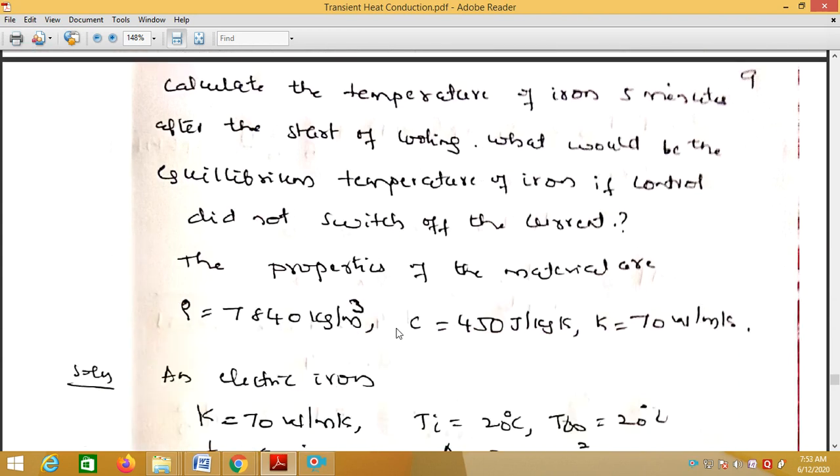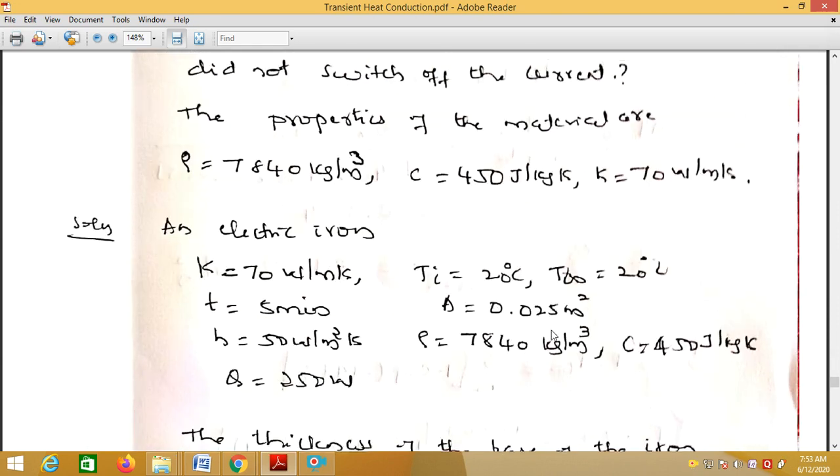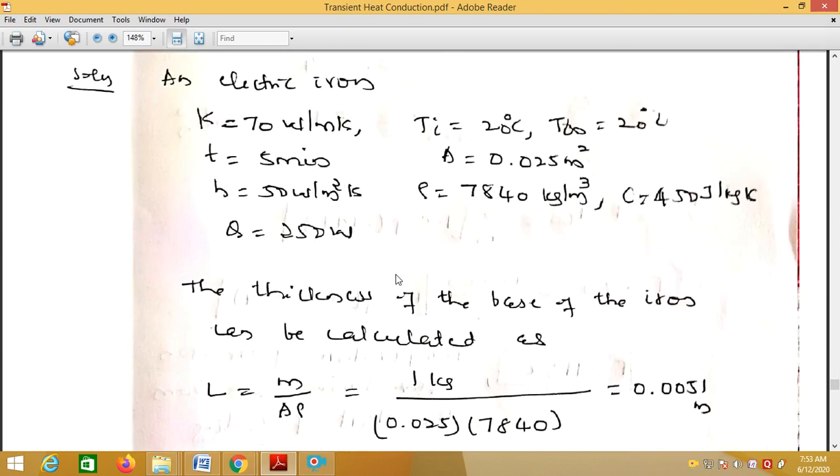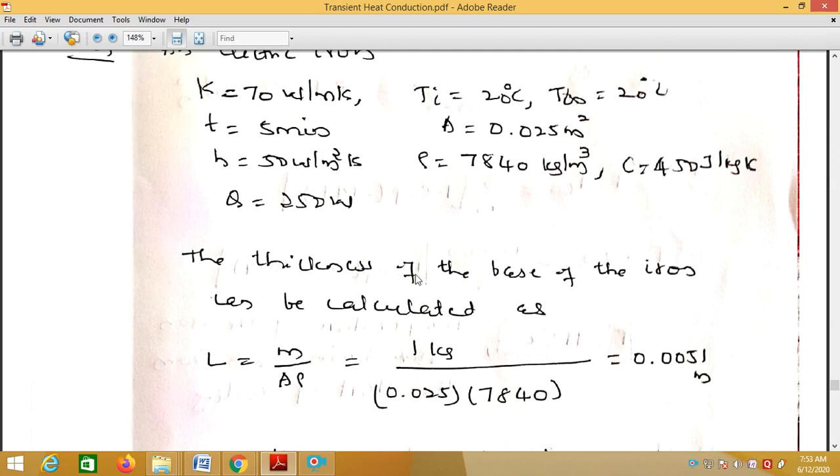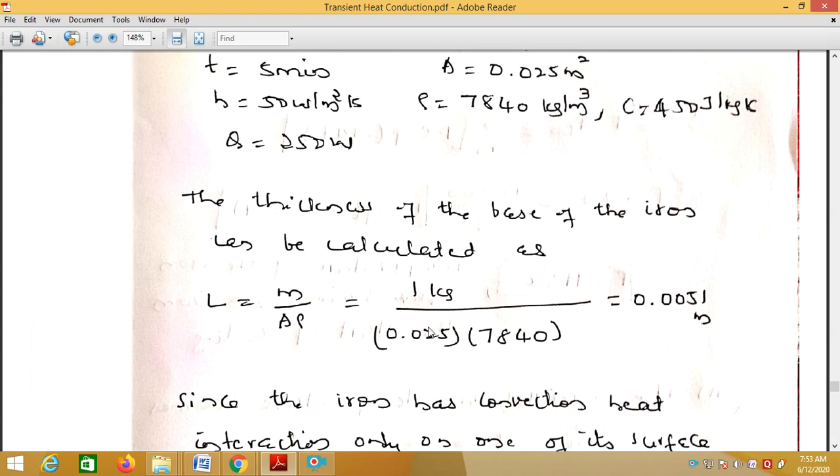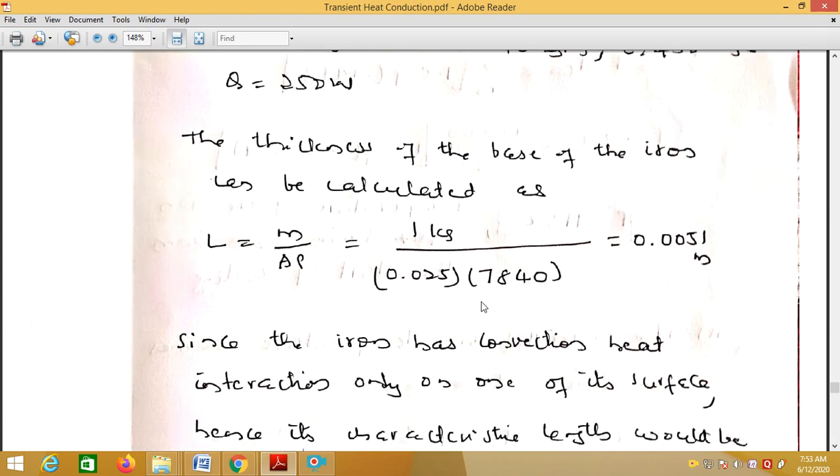Then the properties of the iron box are given: rho, Cp and K. So for the electric iron, the thickness of the base of the iron is calculated as M by A rho. M equals A rho into L, so L is M by A rho, the thickness of the base of the iron. So we have M equal to 1 kg, area is 0.025, rho is 7840. This is the characteristic thickness of the base of the iron.